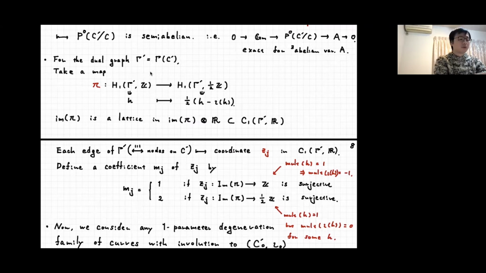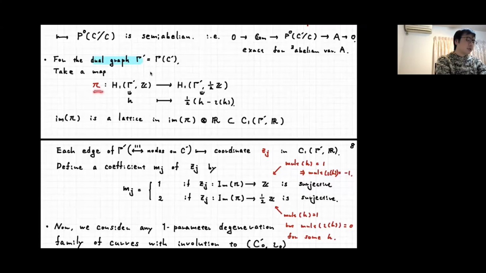So the formal definition of the lattice testing is given as follows. Starting from the dual graph delta prime of this nodal curve of the covering, C prime. Okay, so dual graph. Firstly, we should take a map which can cancel out the involution as the identity.